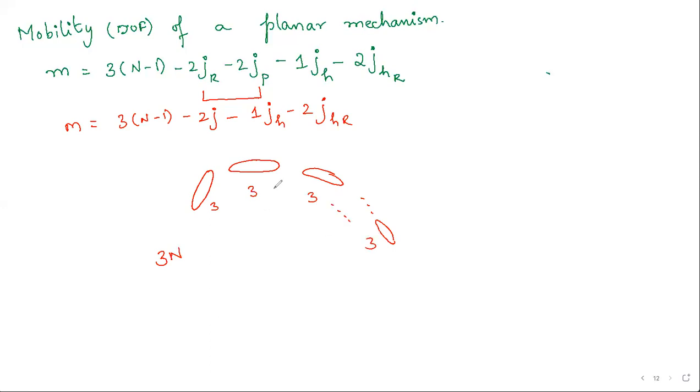So what do I do? Total n links. So 3 times n, right? If there are 3 links, 3 3s are 9. So 3, 3, 3, 9, like that, 3n. Now out of this, in a mechanism, one is completely fixed, means one of the links is completely fixed. Completely fixed means you have to minus 3, yes or no? For a completely fixed link, you have to remove that 3 degrees of freedom. So I'm removing 3.